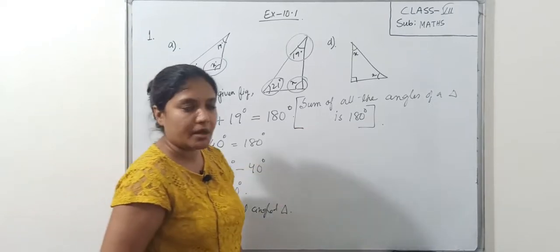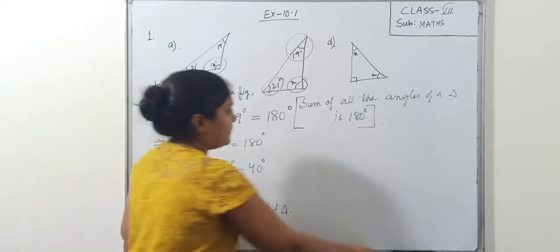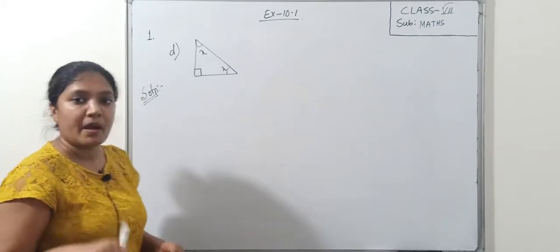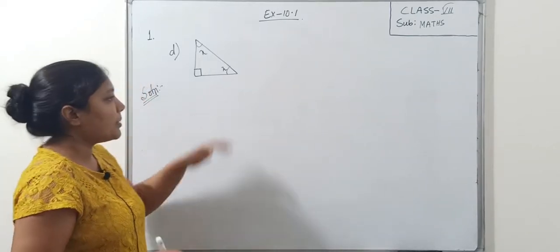Similarly, let us see question number D. So students, our question number D. B and C you try by yourself. Okay students? Let us do number D.